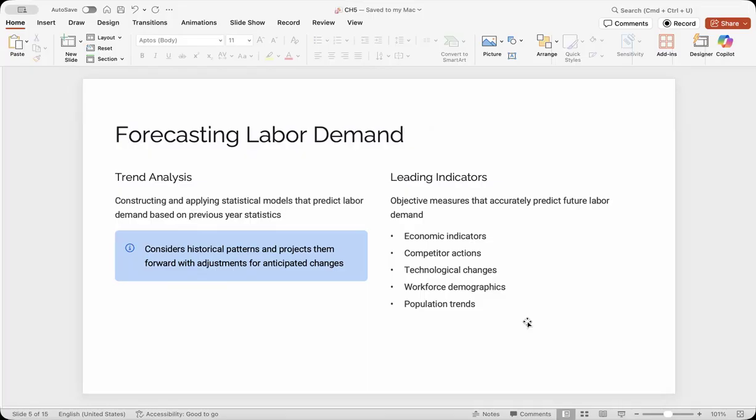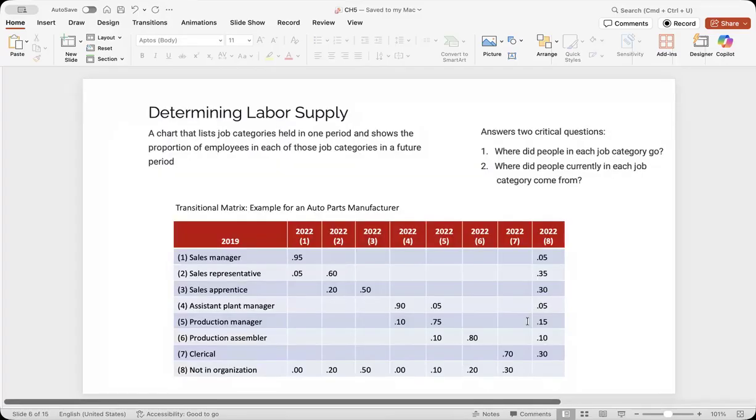So we look at economic indicators, and competitors: what are our competitors doing? What's some of the technology that we can implement to maybe offload some of the work that people would be doing? What are our workforce demographics? Remember, earlier I said they're getting older and older, so what does that mean? And then what are our population trends? Okay. Those are all the things that we do, plus a lot more, to forecast our labor demand.